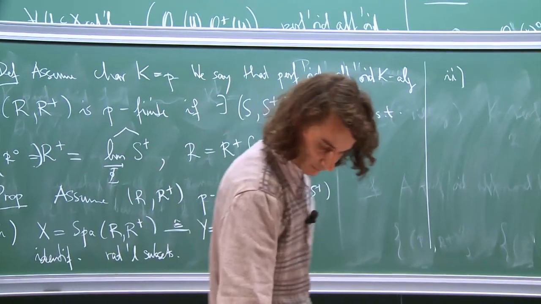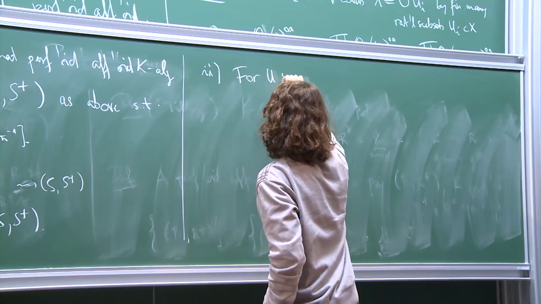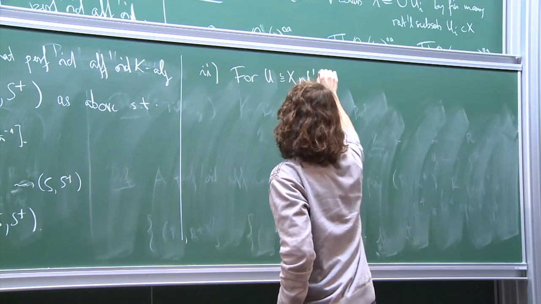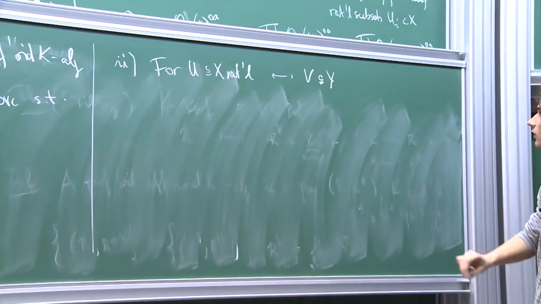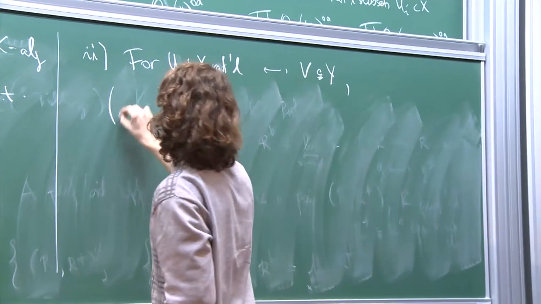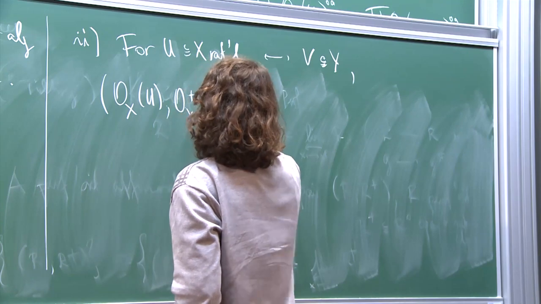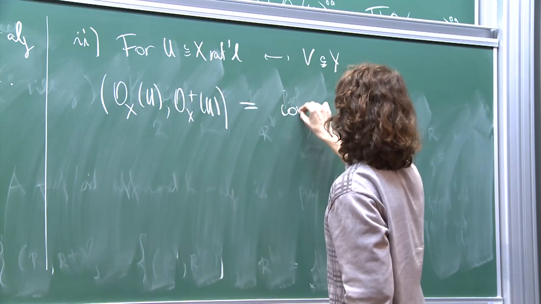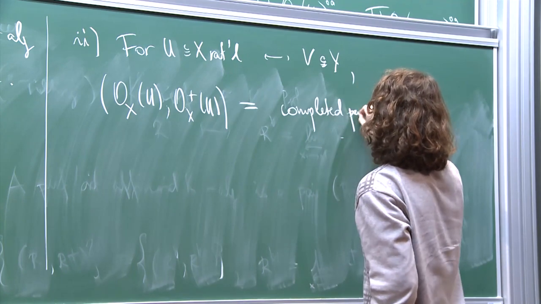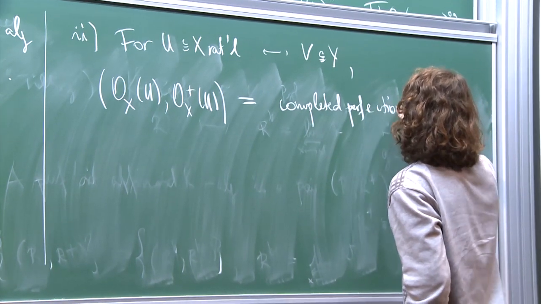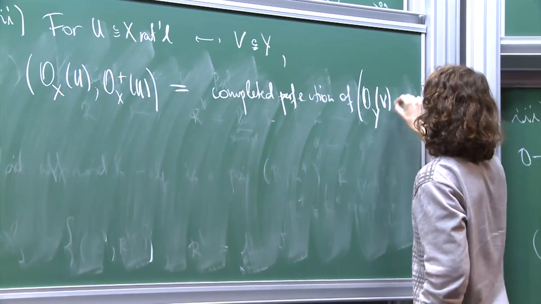And secondly, for any rational subset U in X, which then corresponds to some V in Y, the situation is again the same, that if you consider O_X(U) or O_X^+(U), then this is really just a completed perfection, in the sense as on the left, of O_Y(V) or O_Y^+(V).